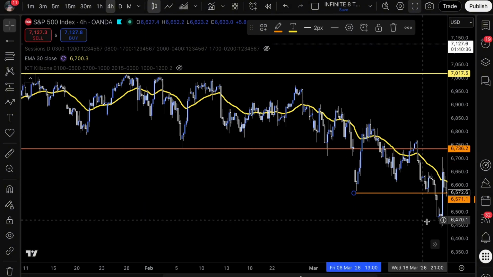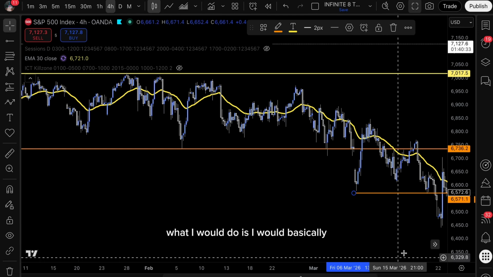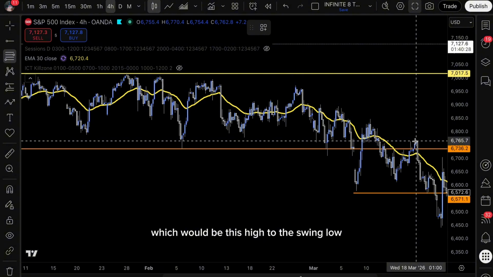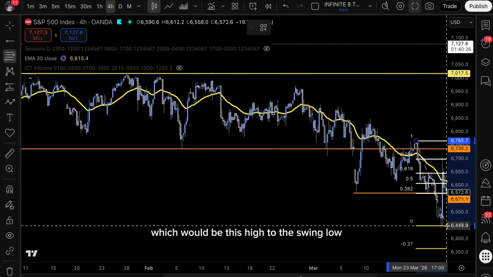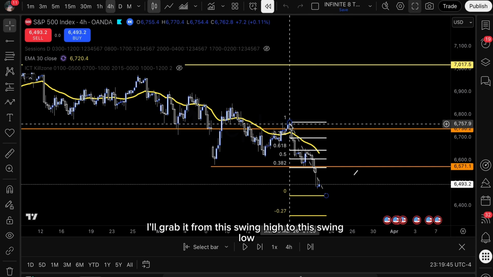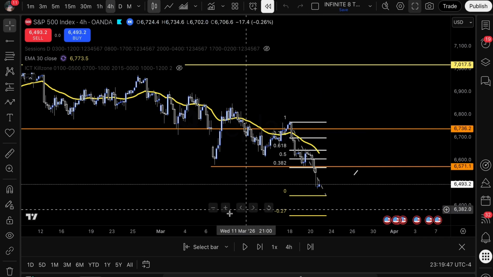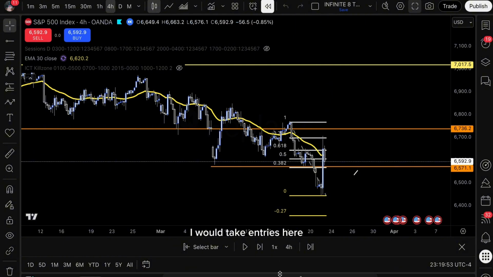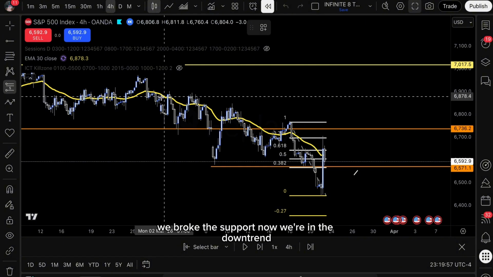It just got broken. What I would do is, if I was actually trading, I would grab my fib from the swing high, which would be this high, to the swing low. Let's actually bar replay this. I'll grab it from this swing high to this swing low, where price is starting to pull back from. I would take entries here because market is showing me that we broke this support.